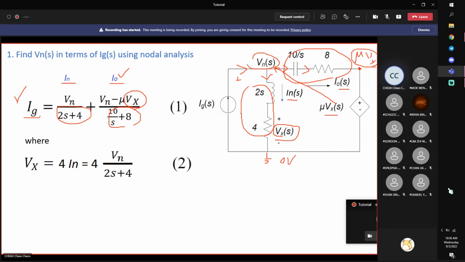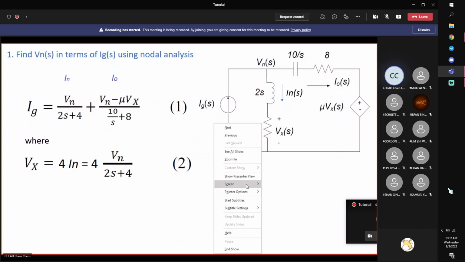Because this is Vn. Vn is divided by Z1 and Z2, right? So Z2 divided by Z1 plus Z2 multiplied by Vn is your voltage. Okay, the other way to look at it is just Ohm's law.